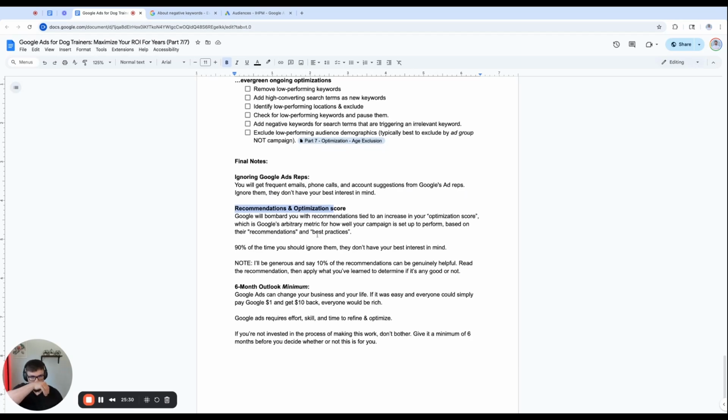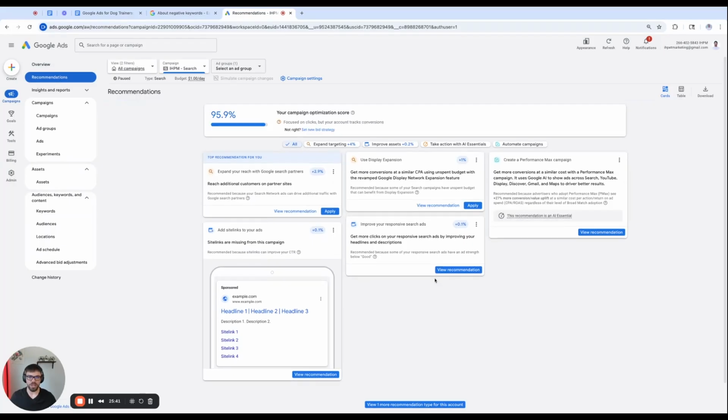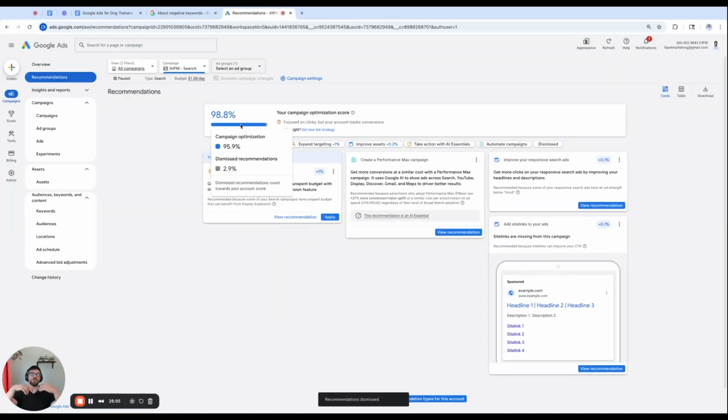Recommendations and optimization score. In your Google Ads account, you will have a lot of, and I don't know if they're actually going to show it here for me because I don't have a campaign running, but basically, if we go to recommendations here, Google is going to have all these recommendations that they suggest, and they'll even add an optimization score. This optimization score is totally arbitrary, and as you can see, it's 95.9% right now, right? I can literally just click on one of these recommendations and dismiss it, and now my optimization score shoots up from me just dismissing the recommendation. So this is a completely arbitrary score.